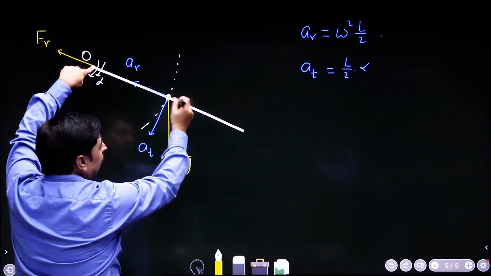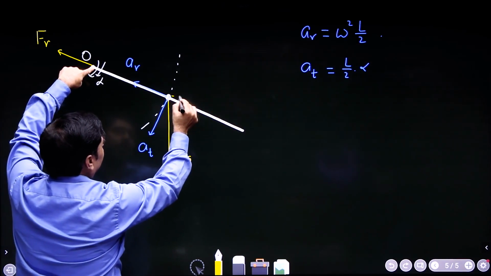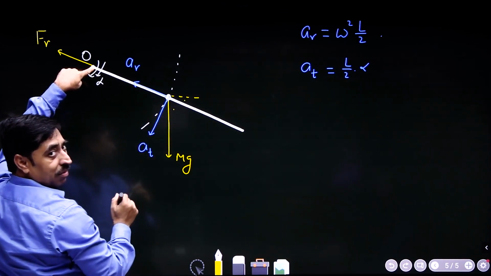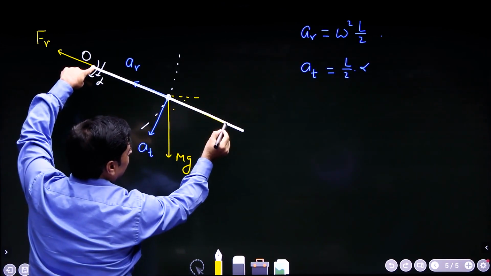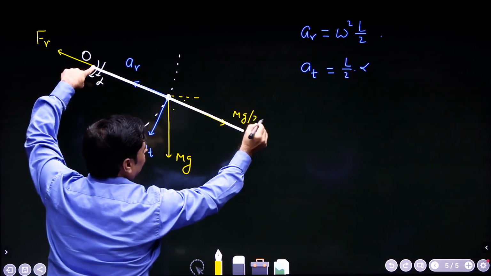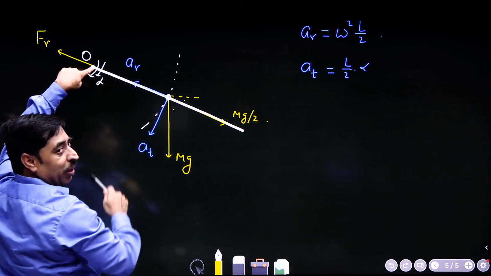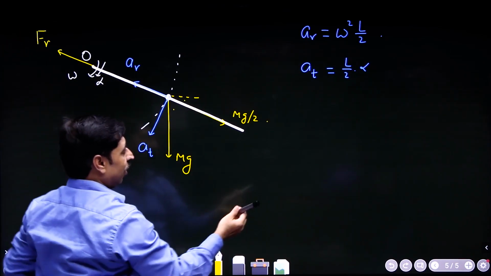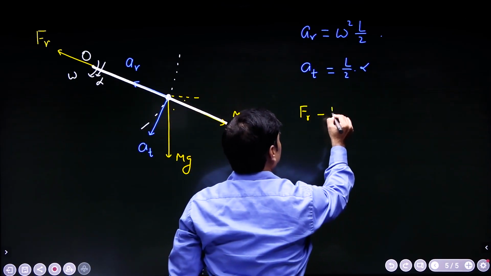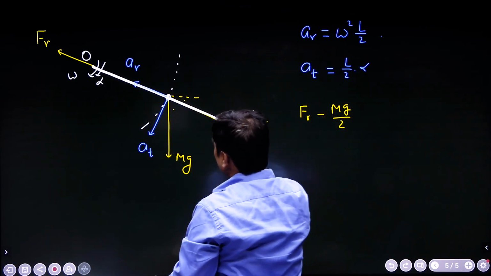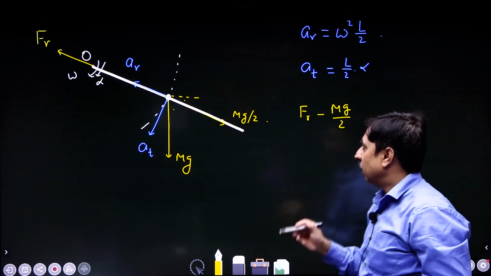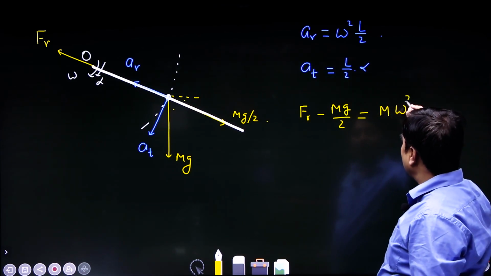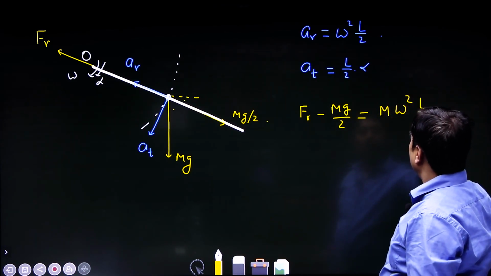The component of mg in this direction, you can work it out yourself. This is 30 degree, right? This is 60 degree. So, mg cos 60 degree, component of mg in this direction is mg by 2, right? So, the net force towards point O acting on this rod is hinge force Fr minus mg by 2. So, Fr minus mg by 2 is the net force acting on this rod towards point O, and this should be equal to m omega square L by 2.